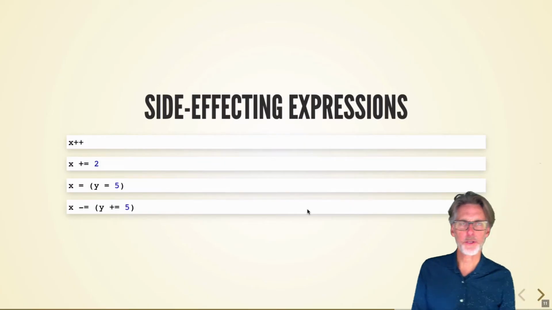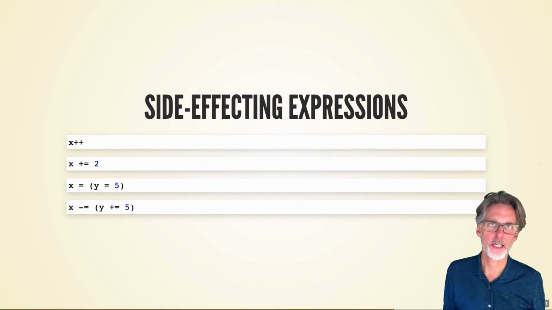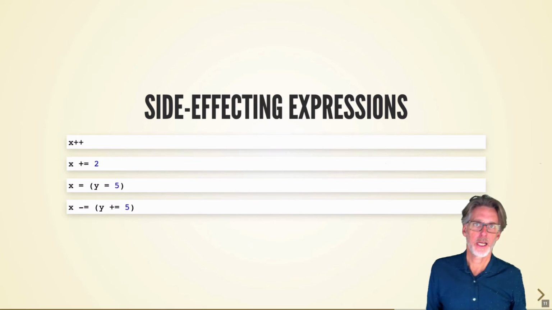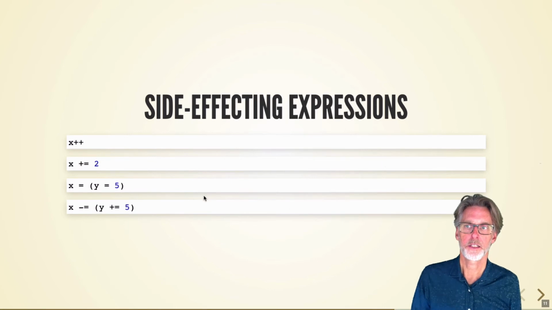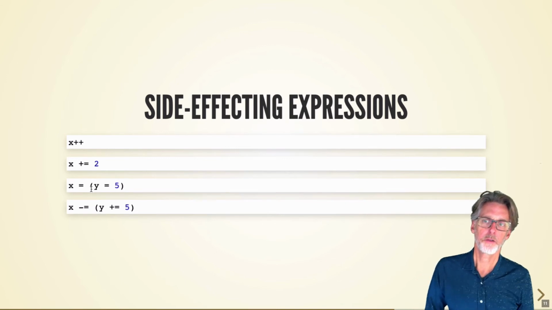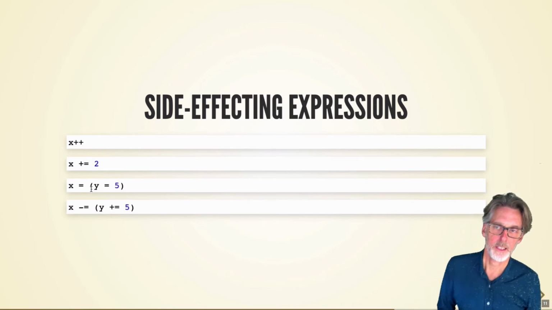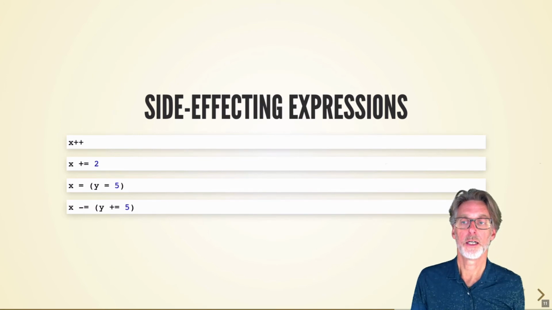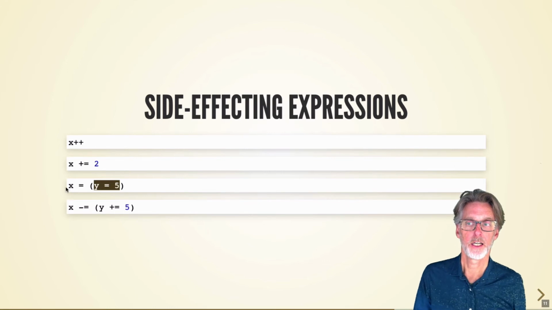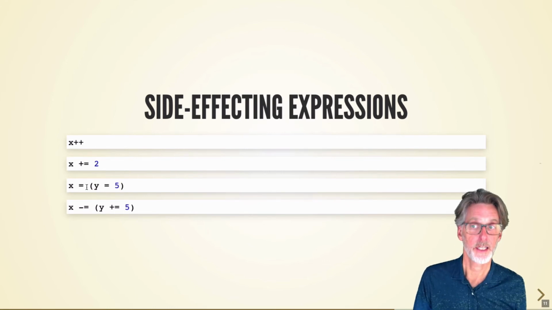The reason we have expression statements is because C is full of side-effecting expressions. And in particular, all of the assignment expressions are side-effecting. So here is the increment expression and the assignment expression. Note that the assignment expression in C returns the value being assigned, so we can use it multiple times. So this expression here sets y to be 5, and then sets x to be 5 as well.